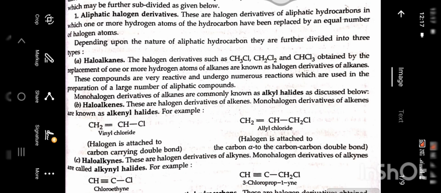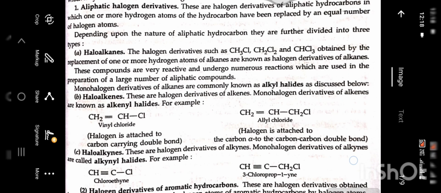Haloalkanes. The halogen derivatives such as CH3Cl, CH2Cl2, and CHCl3 obtained by the replacement of one or more hydrogen atoms of alkanes are known as the halogen derivatives of alkanes. These compounds are very reactive and undergo numerous reactions which are used in the preparation of a large number of aliphatic compounds. Monohalogen derivatives of alkanes are commonly known as the alkyl halides, as discussed below.